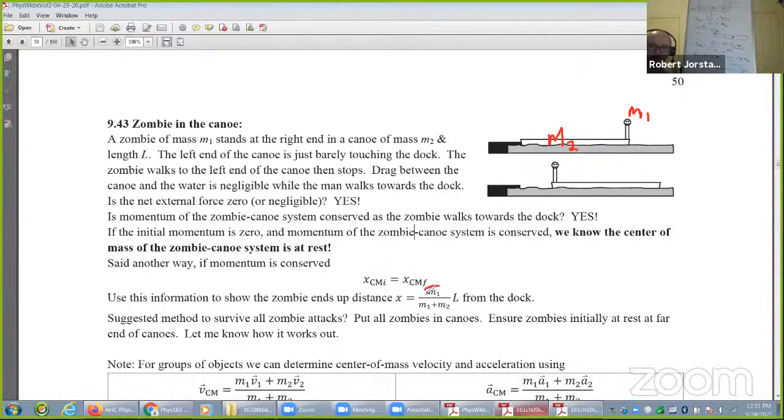So notice if the zombie mass is small compared to your boat, the distance between there and the dock is negligible. So for example, if you were standing on an aircraft carrier and walked from one end to the other, you're going to make it to the dock. But if you do this in a canoe that has a tenth of your mass, you're basically only 10% of the way towards the dock, approximately. Maybe it's 9%. I haven't thought it through, but something like that.